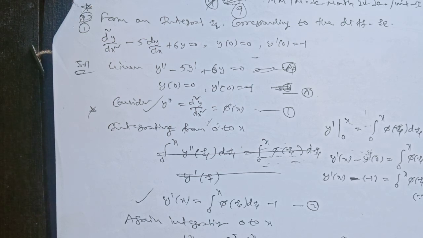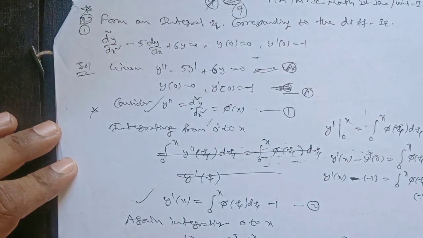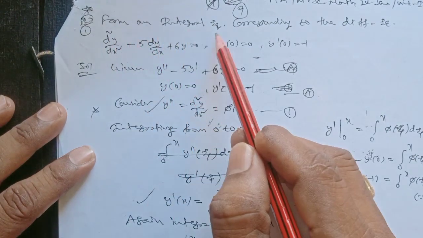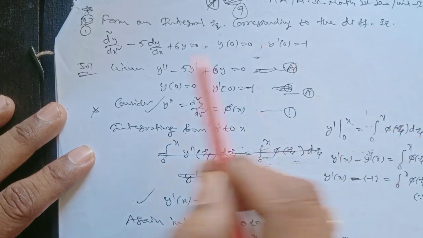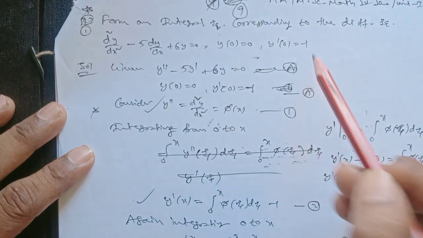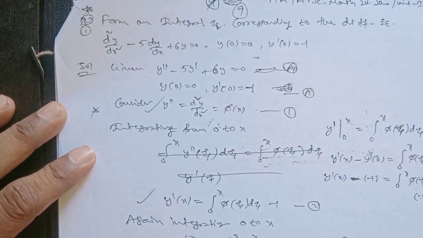Form an integral corresponding to the differential equation, this one. That means from this differential equation I have to find out the integral equation. See the beauty of this mathematics. Now I can convert the differential equation to an integral equation by using the method of substitution.